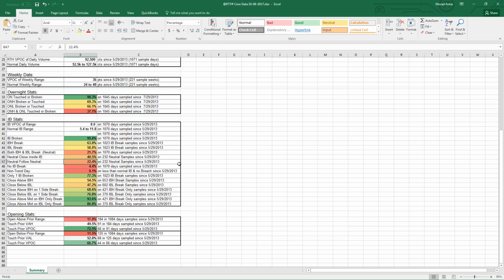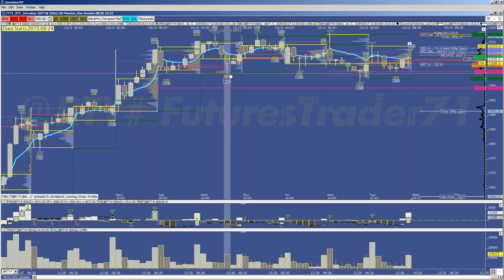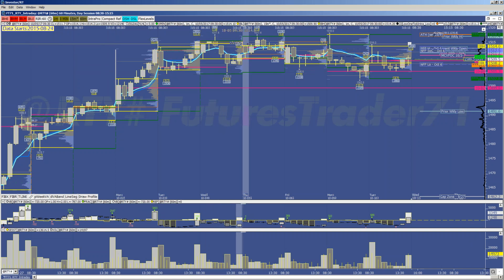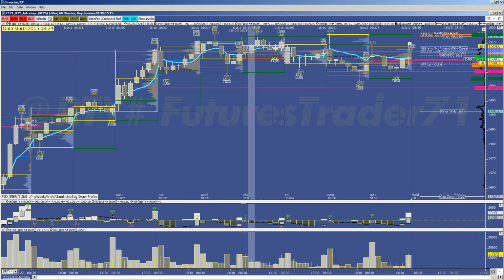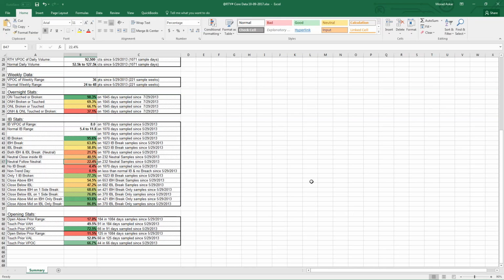Neutral following neutral. If you have a day where the market went neutral, okay, so here's a day that went neutral. It broke the IB high and the IB low. What is the probability that the following day in the data set historically will also be neutral? In that case, 22.4% of the time, which means about 78% of the time tested, remember this is historical data, you won't have a neutral day.